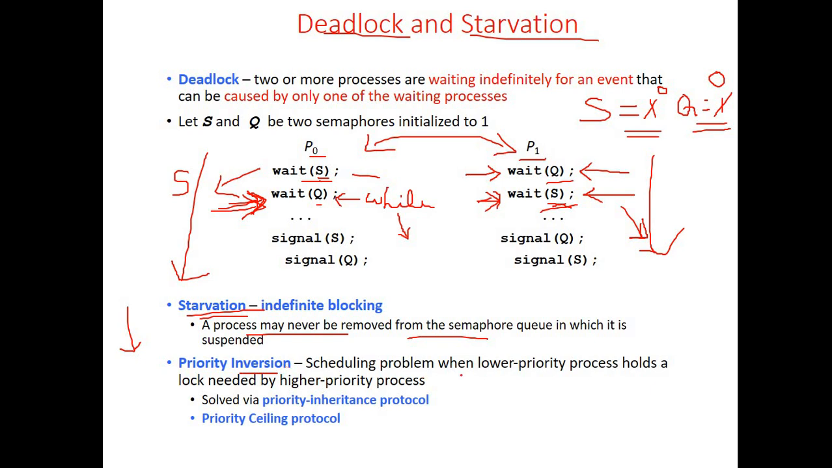Priority inversion is also another problem that is encountered with this semaphore, because some low priority process holds a lock needed by the high priority process. So therefore, the high priority process is made to wait for an unbounded amount of time or bounded amount of time. The solution for the priority inversion can be done with the help of the priority inheritance protocol and the priority ceiling protocol.